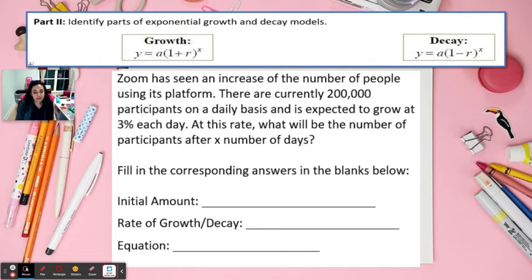All right, try this one on your own. It says Zoom has seen an increase of number of people using its platform, especially since COVID. There are currently 200,000 participants on a daily basis, and it is expected to grow at 3% each day. At this rate, what will be the number of participants after X number of days? Fill in the corresponding answers in the blanks below. So first, what is the initial amount? What is the rate of growth or decay? And then what's the actual equation?